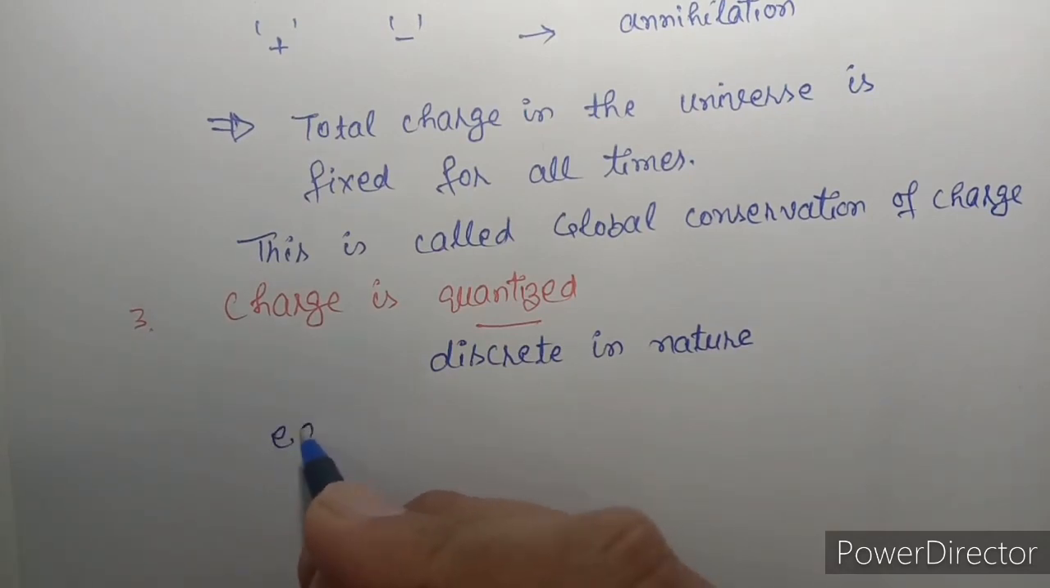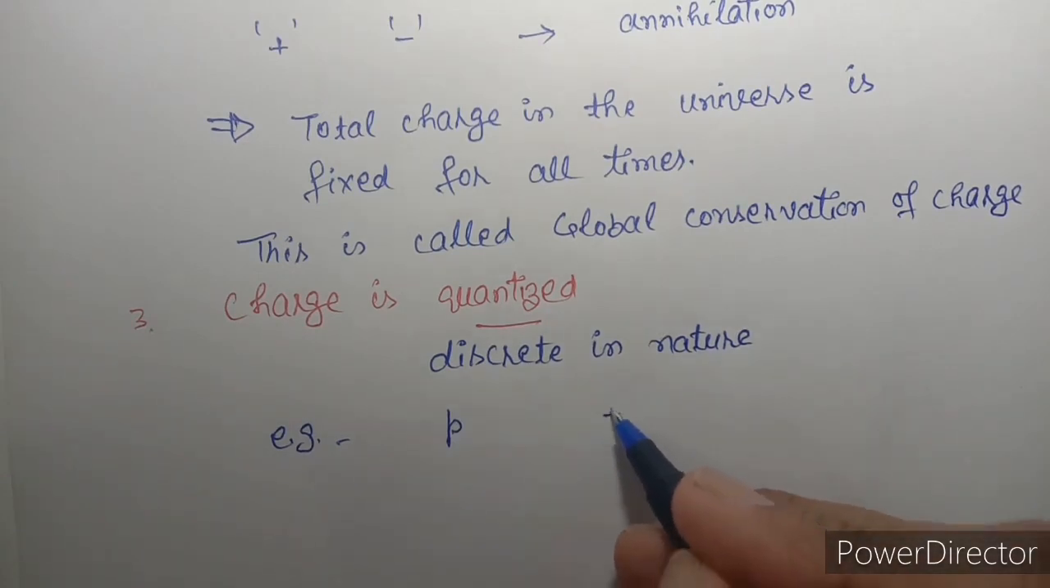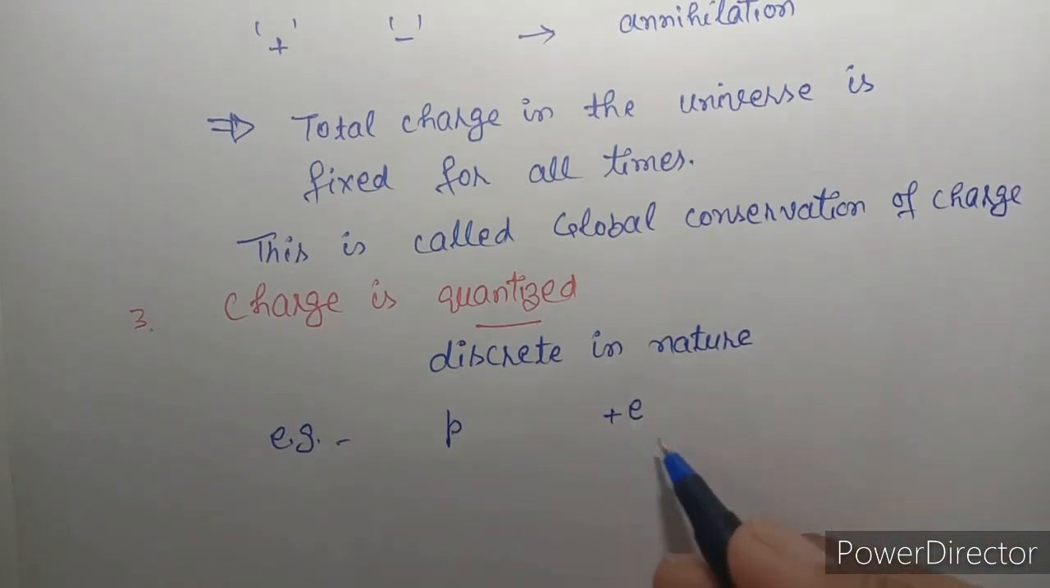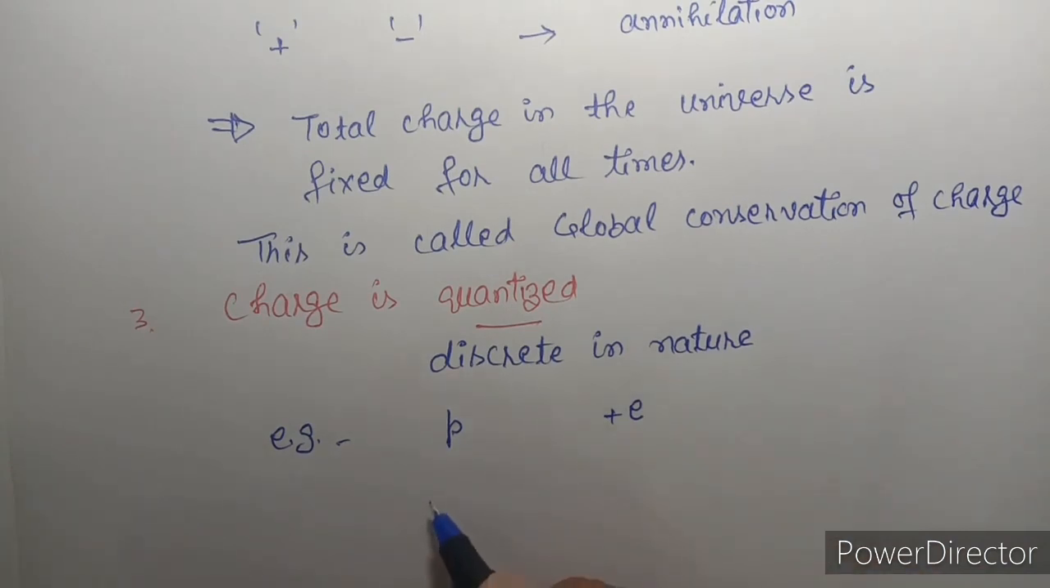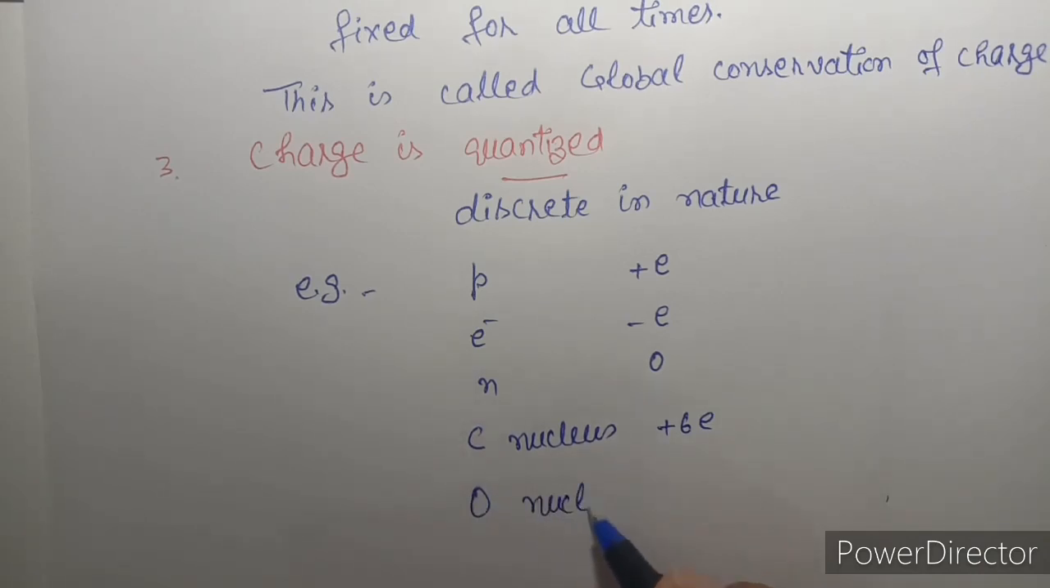For example, if we have a proton, then the charge on the proton is plus e, the fundamental unit of charge. If we have an electron, then the charge is minus e. For a neutron, this is equal to zero. And if we have a carbon nucleus, then the charge is plus 6e, and for an oxygen nucleus the charge is plus 8e, and so on.